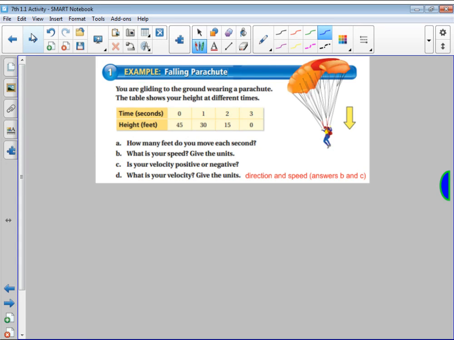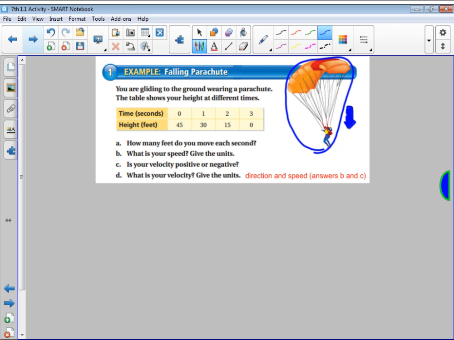Okay, so now we're going to go ahead and jump into your journal book. So this is page 3 of your Big Ideas Math Journal book. It says you're gliding to the ground wearing a parachute. The table shows your height at different times. So here we've got a parachuter, and they are traveling down. So they've jumped out of the plane and they're going down, okay? So we're gonna want to make sure that we have identified the fact that we are traveling down in this situation, okay? So we have our time.